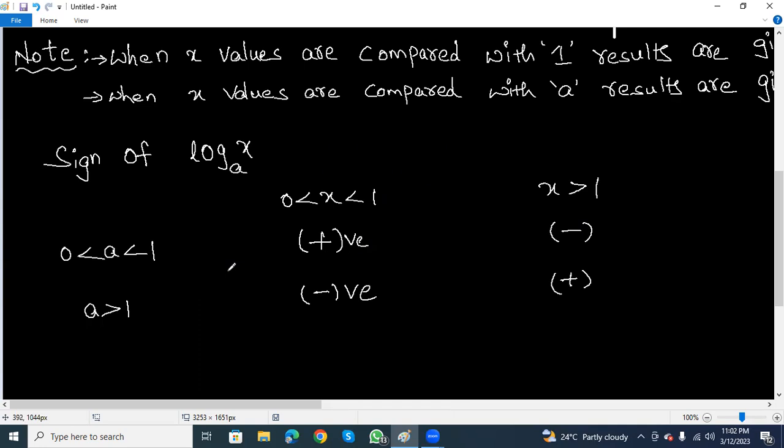If a is greater than 1 and x is less than 1, here also x and a have opposite inequalities. Then the log is negative. See, a is greater than 1 and x is greater than 1. Both have the same inequalities. Then the log is positive.